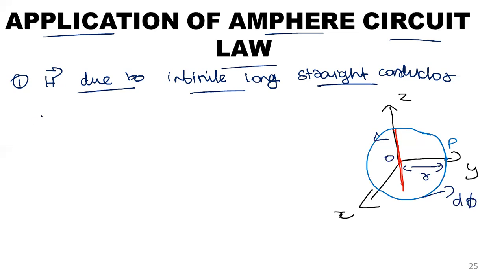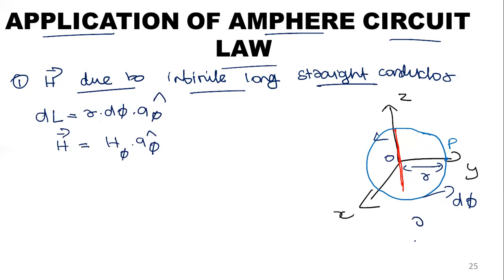Then just like in all the other derivations, the small length dl that we are considering is equal to r d phi a phi. Similarly, the magnetic field intensity H is equal to H phi A phi, for the same reason: the radius is constant and Z is equal to 0, because for infinite length Z was on the surface only, so Z is equal to 0.